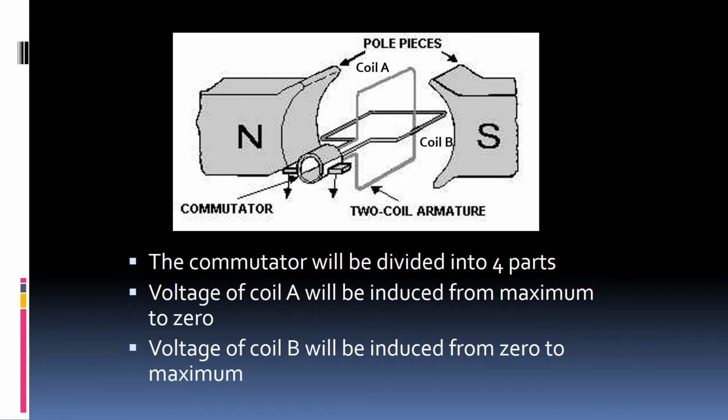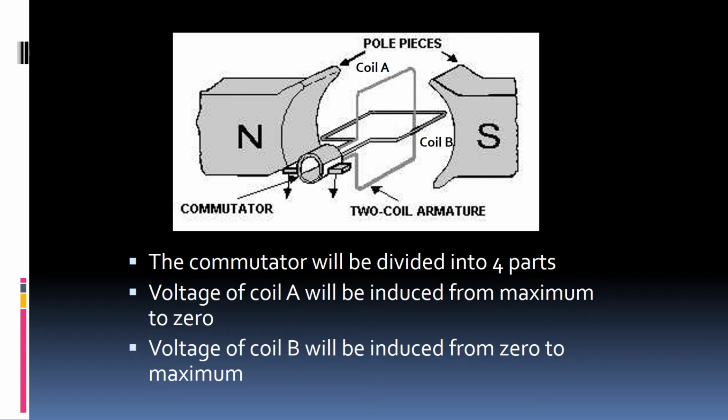The commutator must now be divided into 4 parts since there are 4 coil ends. The coil is rotated in a clockwise direction from the position shown. The voltage induced in coil A decreases for the next 90 degrees of rotation from a voltage of maximum to 0. The voltage induced in coil B increases from 0 to maximum at the same time.